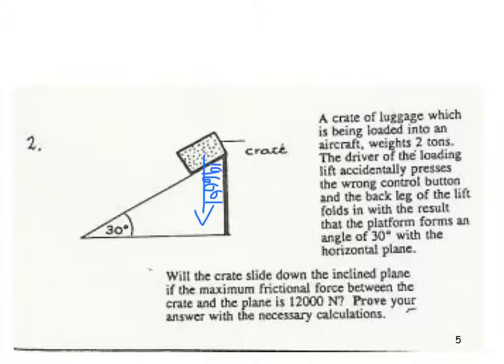The driver of a loading lift accidentally presses the wrong control button. Back leg of the lift folds in, with the result that the platform forms an angle of 30 degrees with the horizontal. Will the crate slide down the inclined plane if the maximum frictional force between the crate and the plane is 12,000 newtons? Prove your answer with the necessary calculations. So I know that I could have a maximum frictional force of 12,000 newtons. That's a max though. That's not the actual frictional force.